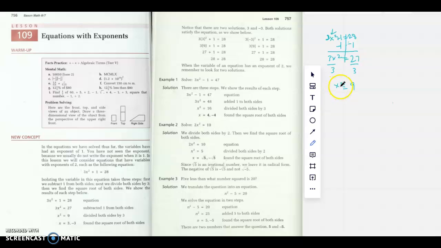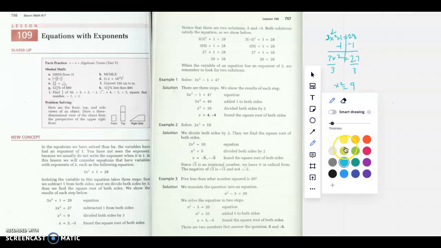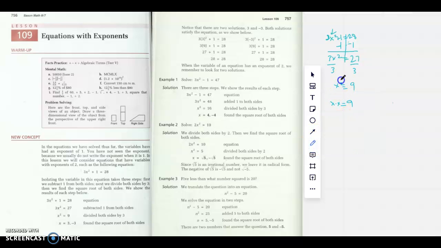So now what we have here, x squared equals 9, is the same as saying x times x equals 9. When you have your perfect squares memorized, you know that 3 squared is 9, or 3 times 3 is 9. But how do we actually do that in our equation is we take the opposite of a square, which is called our square root, and we're going to root both sides. And what we get is x is equal to 3. And that is our solution.